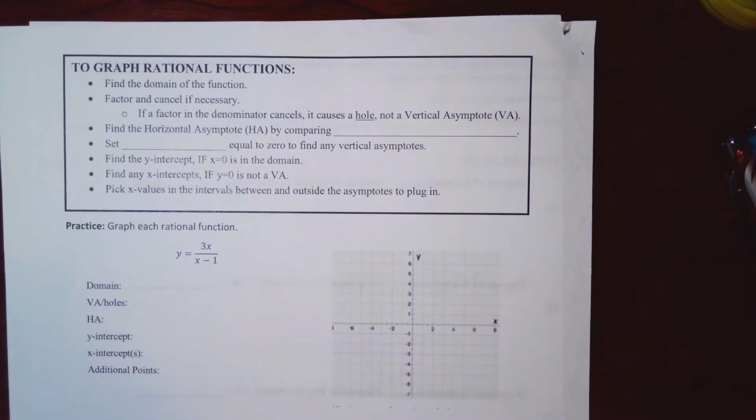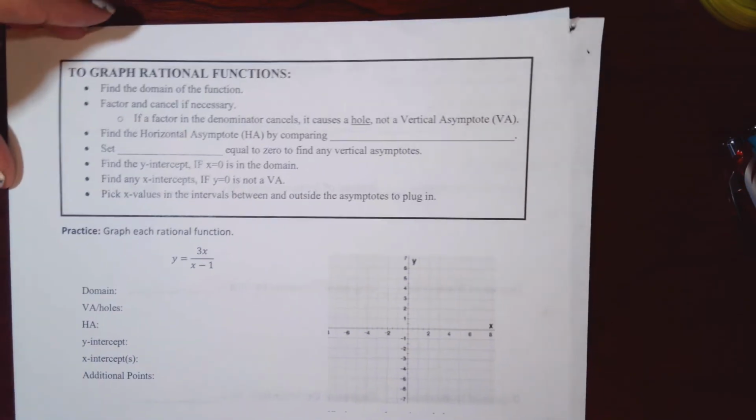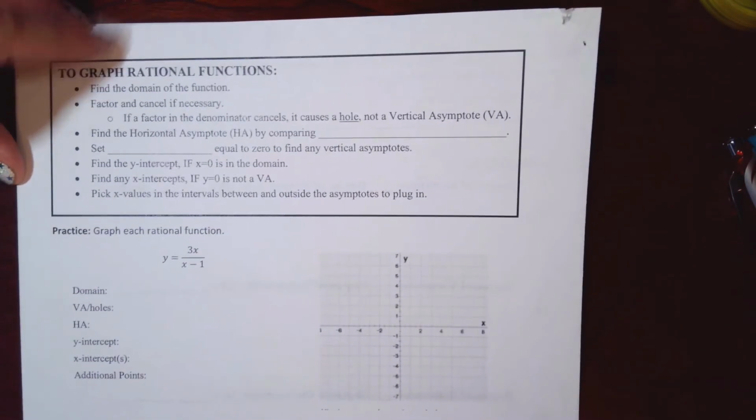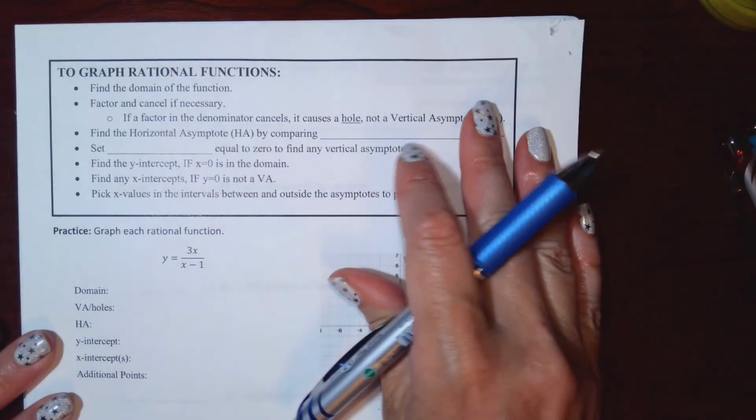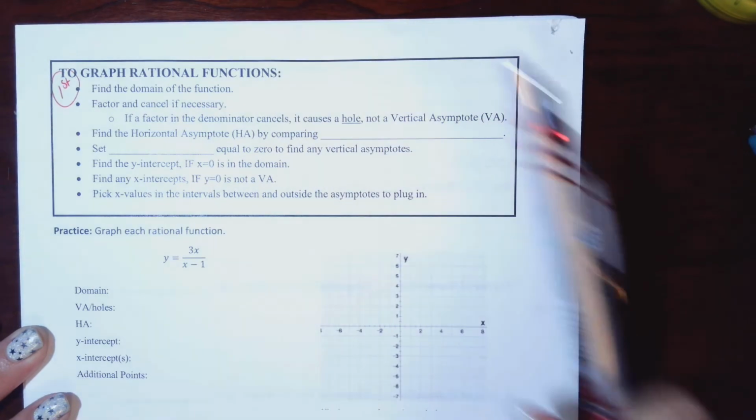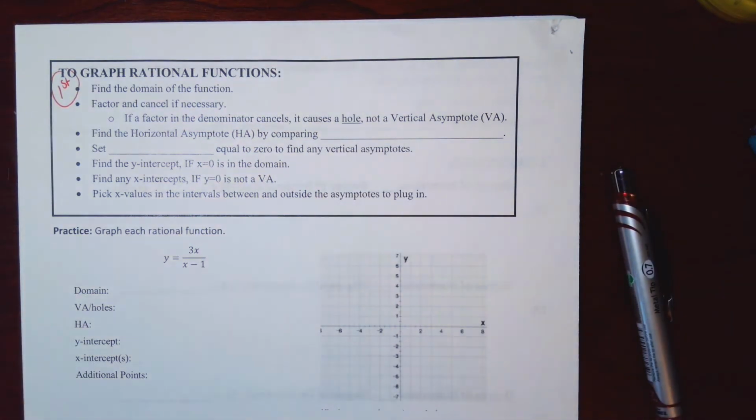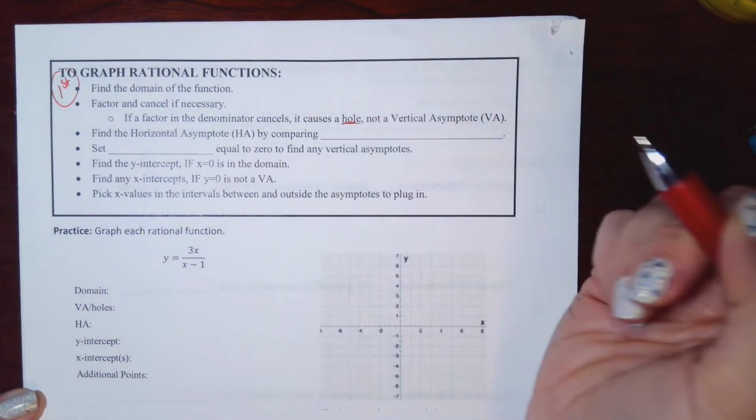Graphing rational functions. Now this is something that you're going to have to get lots of practice in to get comfortable doing before our exam. But it's a good set of steps right here. First, you find the domain of the function. That's always what you do first. Always, always. Identify the domain. Then I factor and cancel if I need to. Remember that if something cancels out, it causes a hole, not a vertical asymptote.